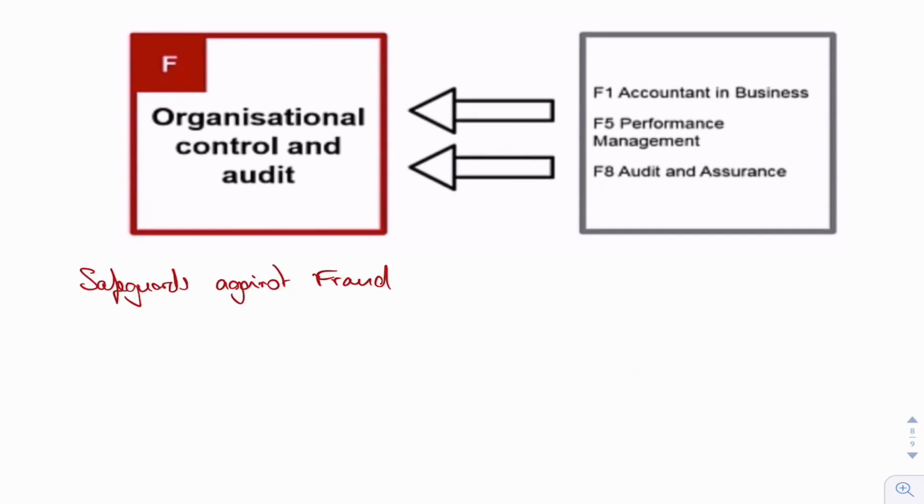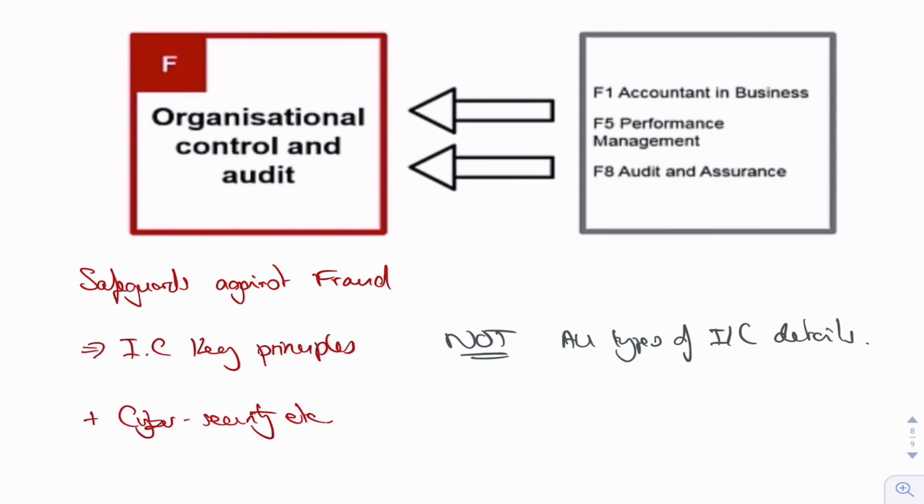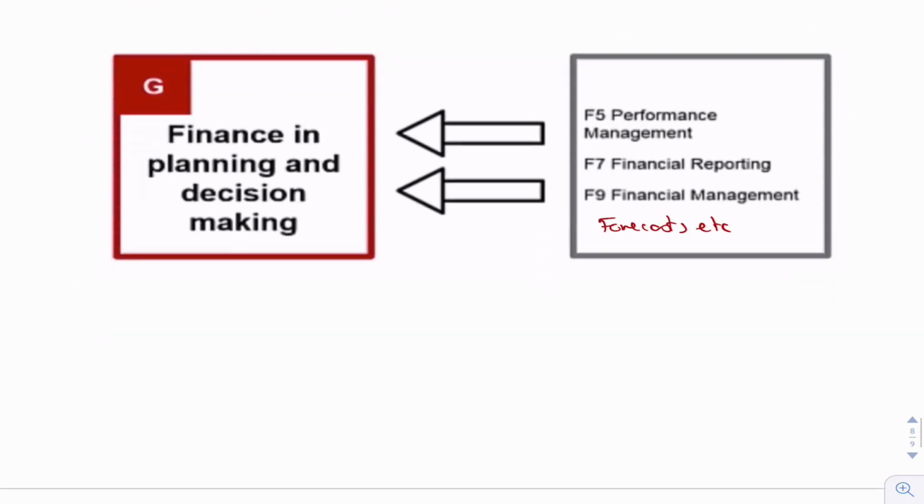Section F then. All you need to know is what the safeguards against fraud are, because you're high level now. You don't need to know individual bits about it or the internal control details. You're at a very high level. Somebody tells you all the issues. You say, right, I need to know the key principles of internal control here. I need to see the bigger picture. Are we okay against cyber security, etc.